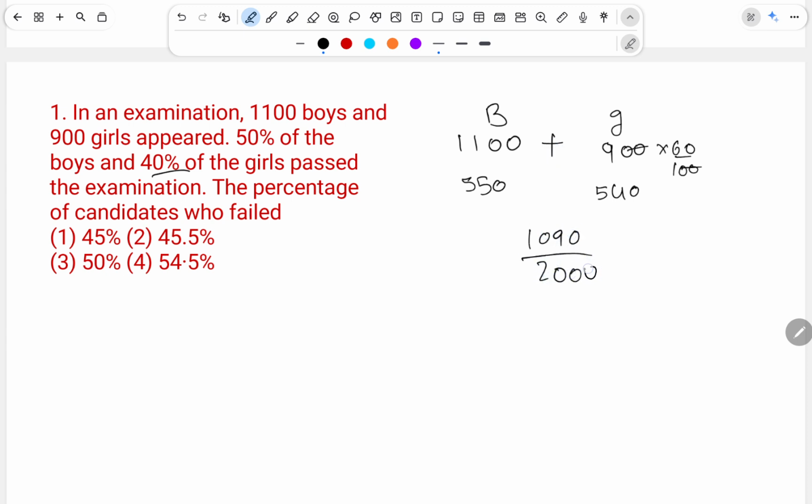1100 plus 900 is 2000, into 100. 2 zeros cancel. 54 twos is 108. So 54.5.